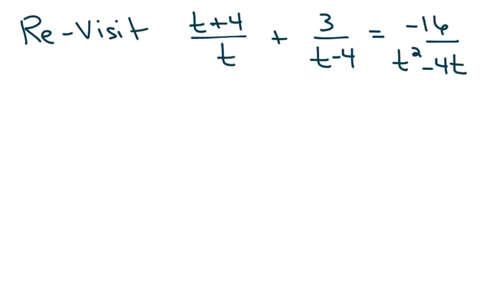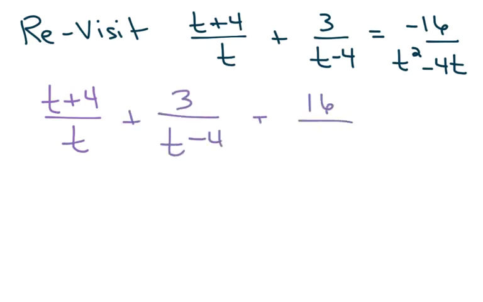Now let's revisit (t plus 4) over t plus 3 over (t minus 4) is equal to negative 16 over (t squared minus 4t). If I want to utilize my graphing calculator to help me find the solution, I'm going to first set the equation equal to 0. And I'm going to do that by adding 16 over (t squared minus 4t). Do you know why I added it? Remember, when you move terms from one side of the equation to the other, you change their sign. On the right-hand side, it was negative. So it's got to become positive on the left-hand side.